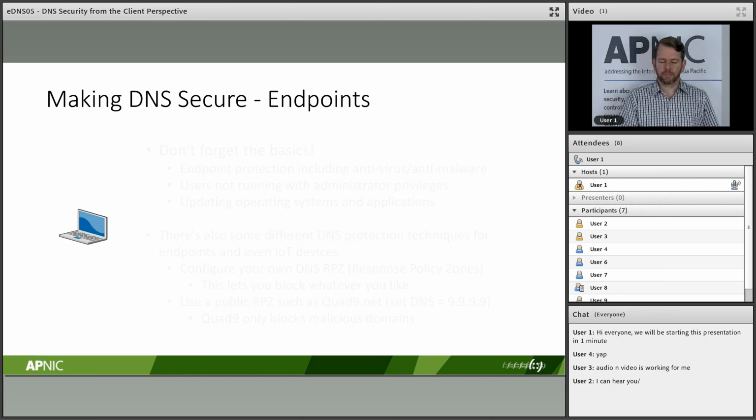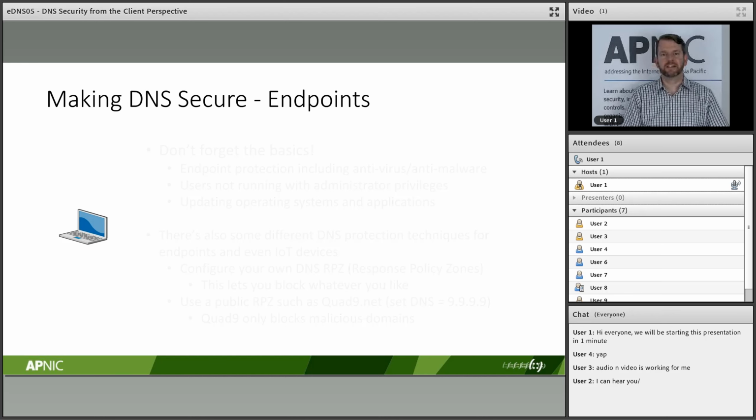And you also want to make sure that you update your operating system and applications, as those are common vulnerabilities that allow for attackers and malicious software to gain access into your systems as well. There are also some different DNS protection techniques for endpoints, and these even apply for Internet of Things or IoT devices as well, and I'll talk about that in a sec. What you can do is configure your own DNS recursive resolver server using RPZ. RPZ stands for Response Policy Zones, and this allows you to configure a list of domain names in your DNS server that should not be resolved.